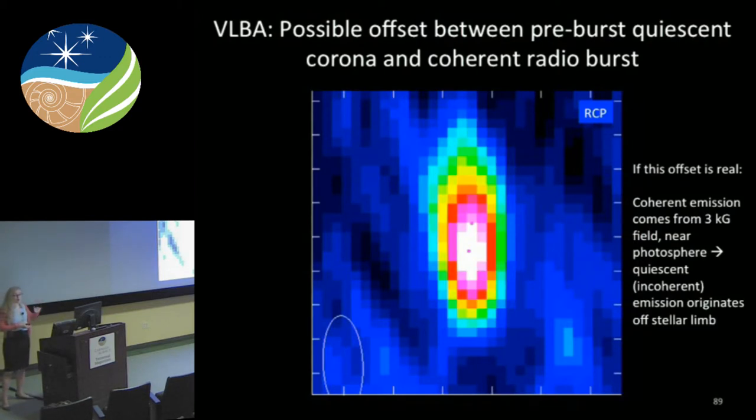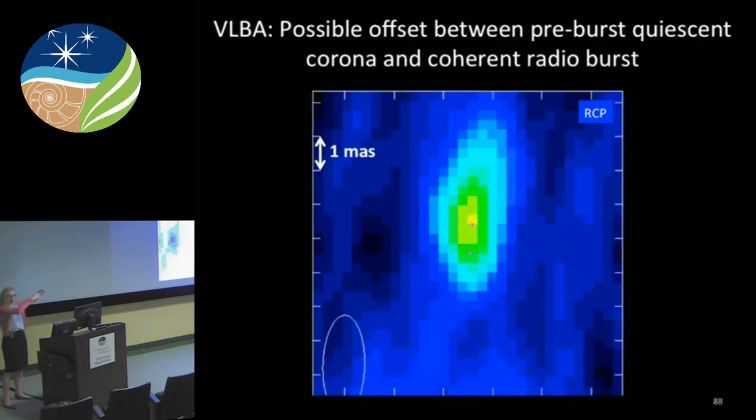So the coherent emission, likely the aurora, is seen even at high frequencies on this star. And interestingly, it's quite a bit offset from the quiet emission. Since the coherent emission has to come from a region with a really strong magnetic field, that implies that the burst is actually close to the photosphere of the star, suggesting that maybe the quiet emission is originating quite far from the star. So I have to follow up on that.